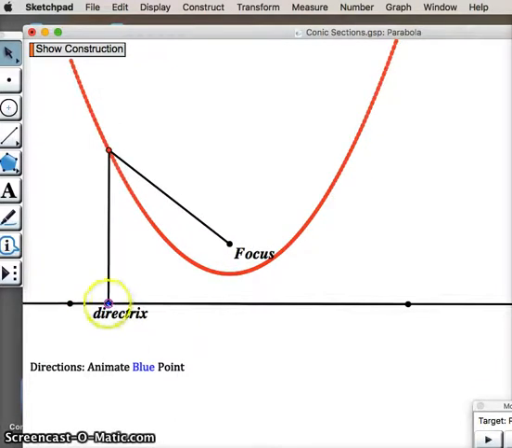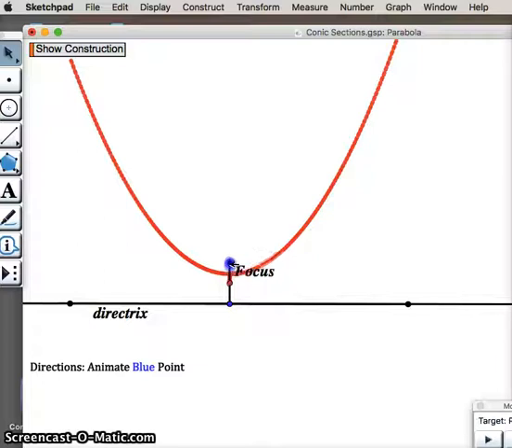So my question to you is, if I were to change the location of the focus to possibly be closer, I want you to hypothesize what's going to happen. Okay, what's going to happen to the parabola?